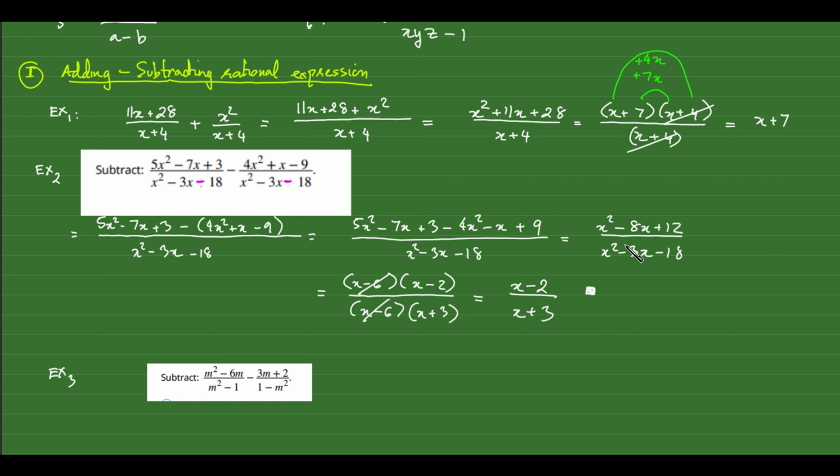So most of the time when you have a trinomial, usually it is factorable. But if it is not factorable, then you just go ahead and leave it there.